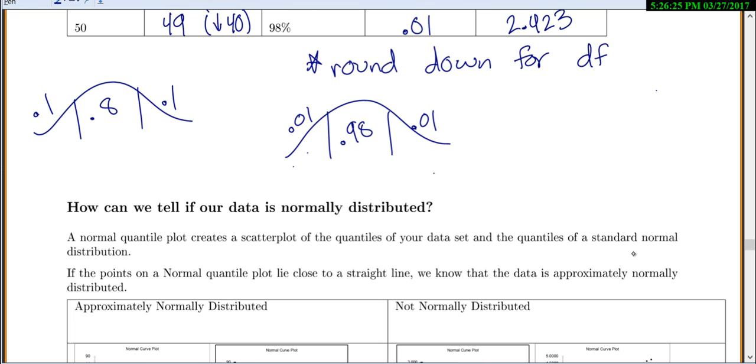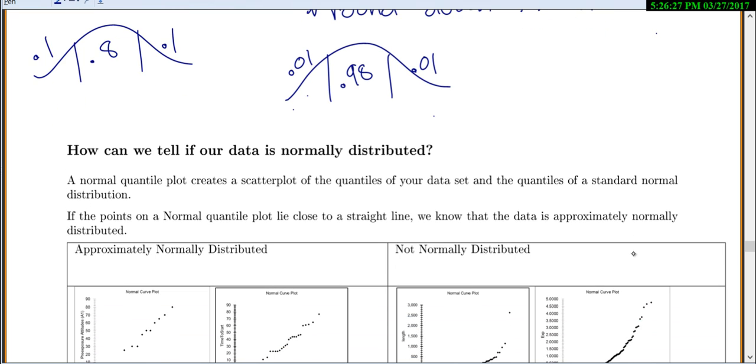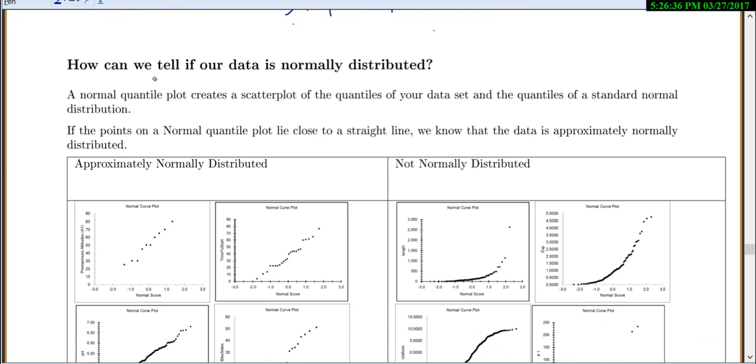The next thing I'm going to want you to know is, how could you actually tell if your data is normally distributed? Because we said that we can use the t-distribution if we have a large sample size or our data is normally distributed. So we have something called a normal quantile plot, and it creates a scatter plot of the quantiles of our data set and the quantiles of the standard normal distribution. So remember, quartiles are the 25th percentile, 50th percentile, 75th percentile. And so they just do that for all the quantiles, like 10th, 12th, 15th, etc.